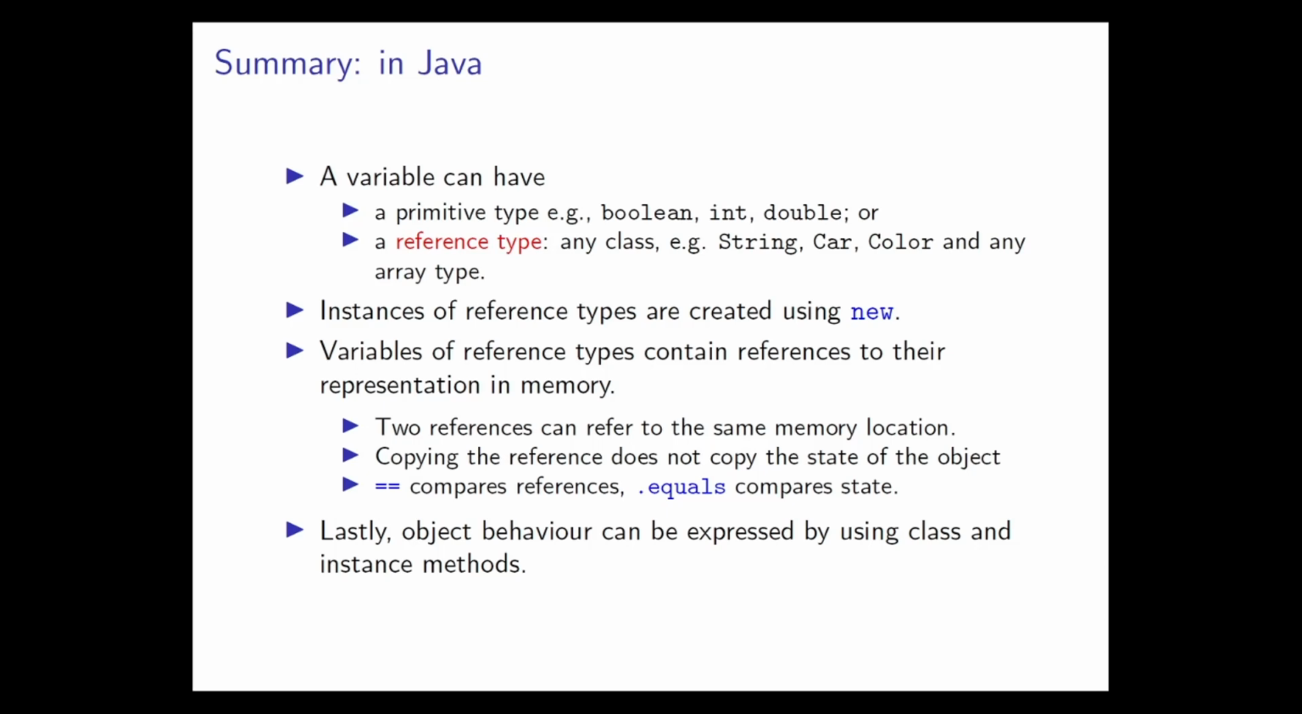What this means is that you have a choice sometimes about what you really mean when you say, are these references equal or not? Sometimes you want to mean, are they referring to the very same object or the very same thing in memory? And sometimes you mean something coarser than that. You want to mean something like, do they have the same state? And object behavior can be expressed using class and instance methods.